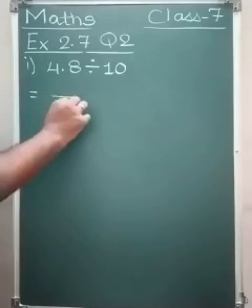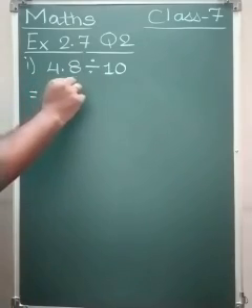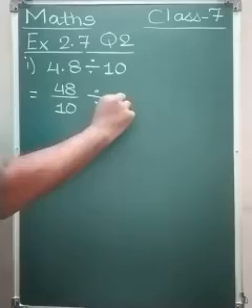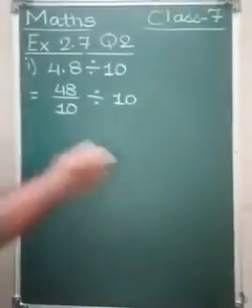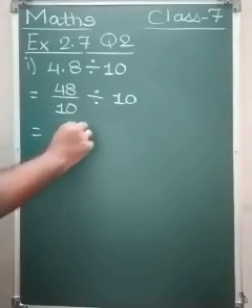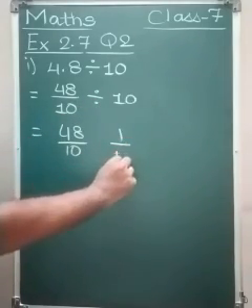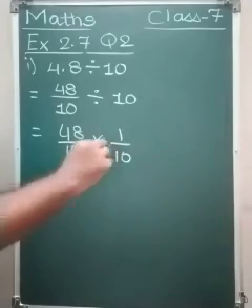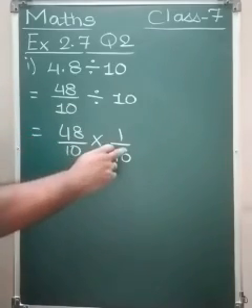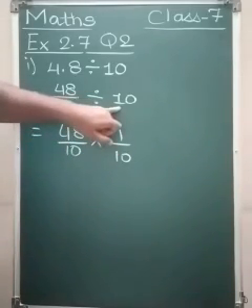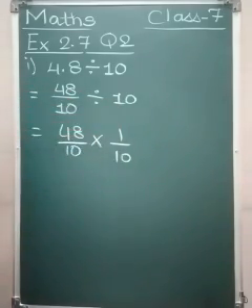Let us start. 4.8 has only one place after the decimal point, so the denominator would be 10, and here would be 48 upon 10 divided by 10. Now, as you all know, the denominator of 10 is 1. So we will keep the number as it is, 48 upon 10. We will flip the number, 1 upon 10, and we will change the sign to multiplication. So 48 upon 10 multiplied by 1 upon 10, where we are using the reciprocal of 10.